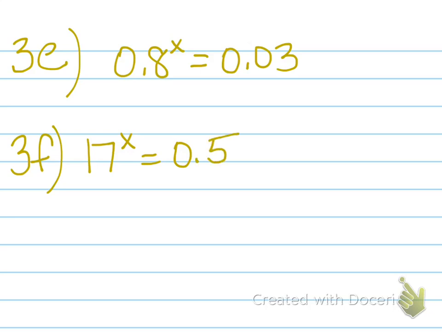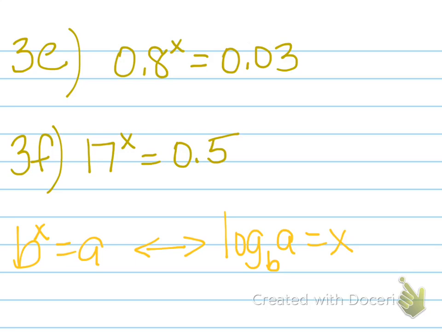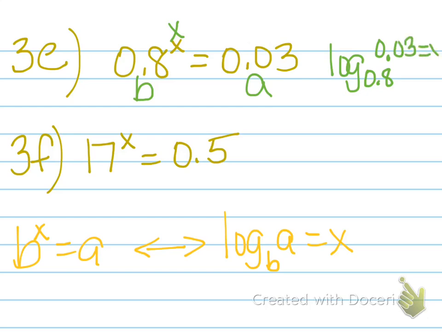So if we recall, once again, that we have b to the x power equals a, and that's interchangeable with the log base b of a equaling x. So we just identify a, b, and x in our equations, and we're good to go. So here's b, here's x, and a. So this would be the same as log base 0.8 of 0.03 equaling x.